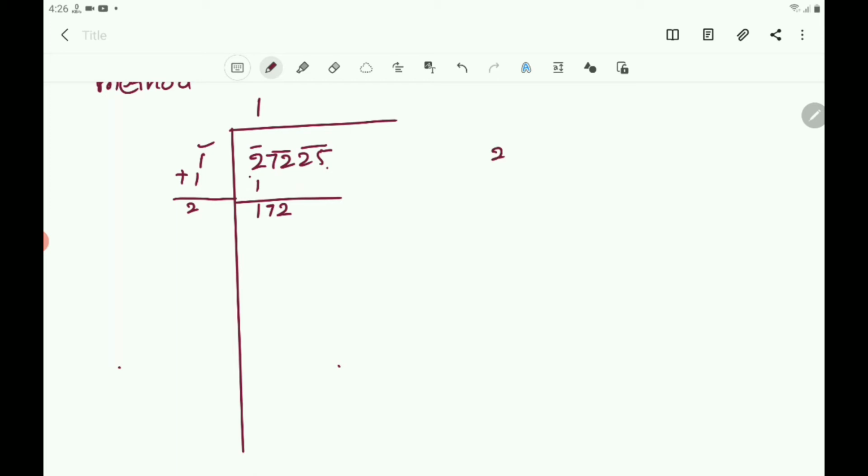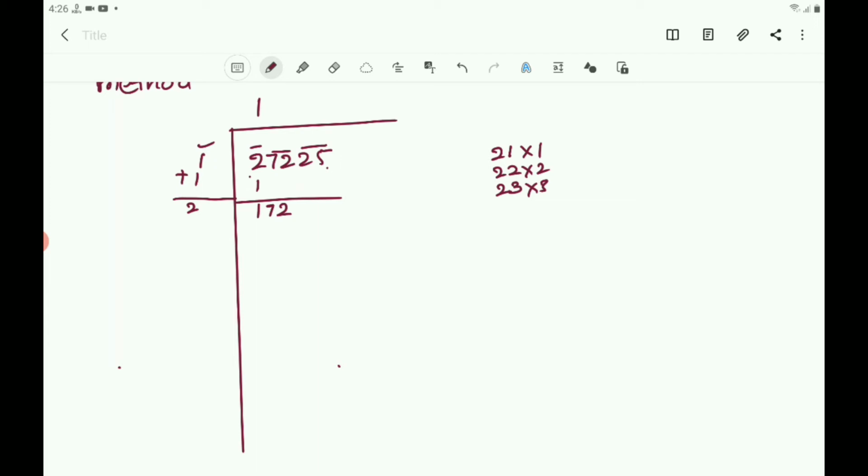You take 21 into 1, or 22 into 2, 23 into 3, like this way that you have to take. Here there is a 2. In front of 2 you have to put some digit to get the product equal to 172 or approximately equal to 172, not greater than 172. You take the nearest smaller or equal to this number.